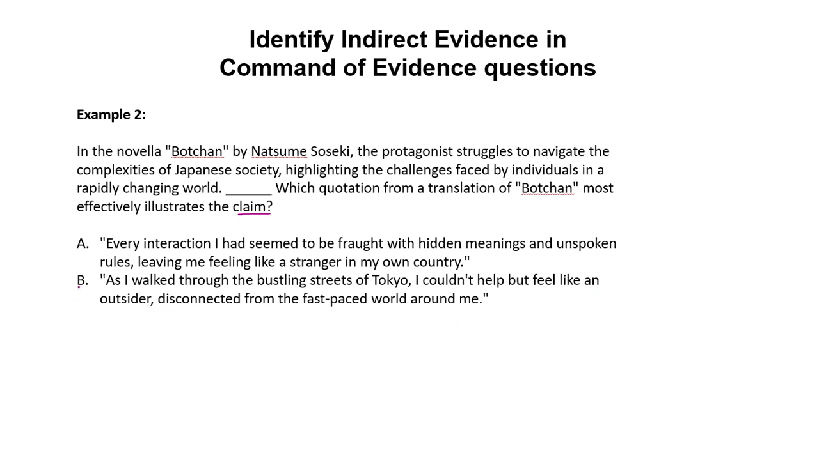So in this one, option B provides indirect evidence. Why? Because it's talking about the bustling streets of Tokyo, right? Now, that's not the same as talking about the complexities of Japanese society, right? So that's a leap of faith that we'll have to take, like that these bustling streets of Tokyo are somehow related to the complexities of Japanese society. So again, there's no place for assumption. There's no place for leap of faith. So we eliminate this answer choice. So A would be the right answer.